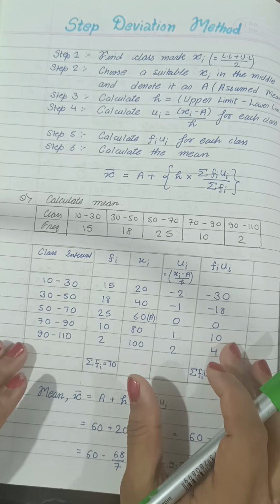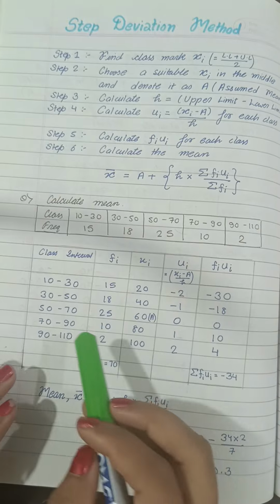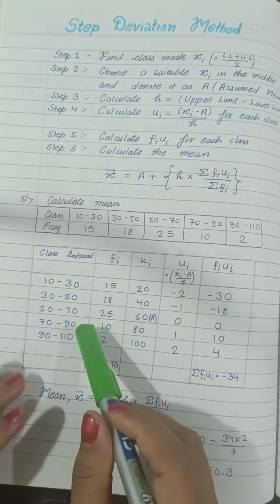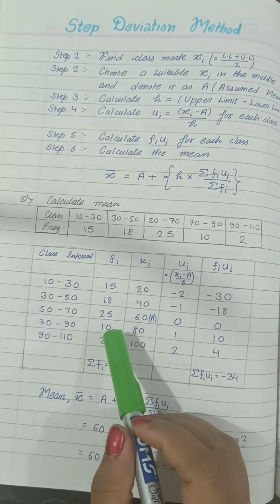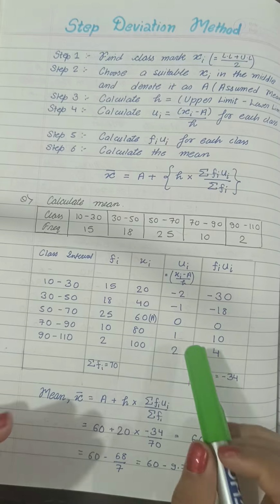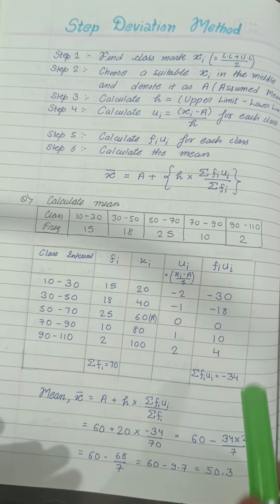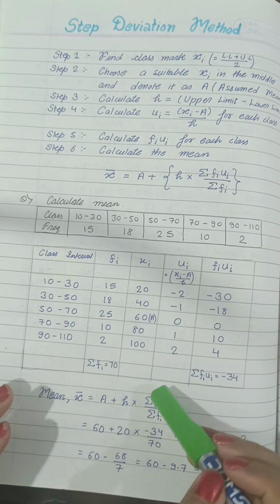Firstly, we will make a table with different columns. The first column we will make for the class interval, then for the frequency, then for the class mark, then for ui, and then for fi ui. So students, we have made this table.